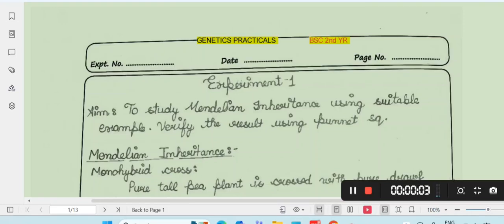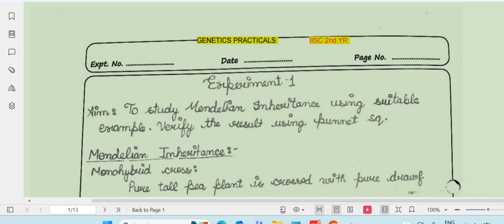So let us learn about the practicals of genetics for students' convenience. I'm just giving a brief introduction about the different experiments. The first experiment is to study Mendelian inheritance using suitable examples, and verify the result using a Punnett square.